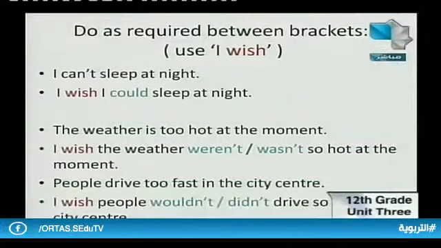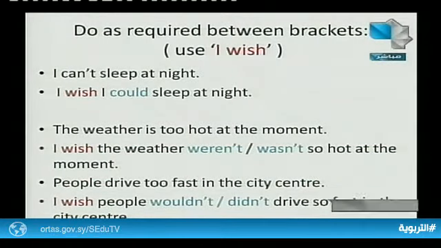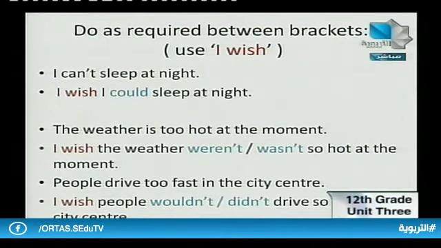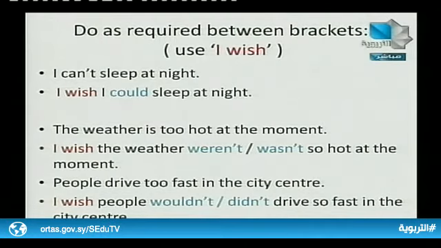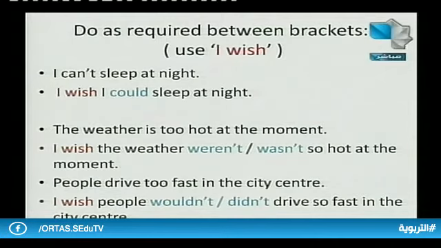We could say it in many ways. Let's say, "I wish people wouldn't drive so fast in the city center." And here we also see "too" changes into "so." It's important, and the negative "wouldn't" gives them the correct answer. Or "didn't"? Of course, "didn't" also works. But I think we have another choice. Can't we say, "I wish people would drive more slowly in the city center"? Yes, of course.